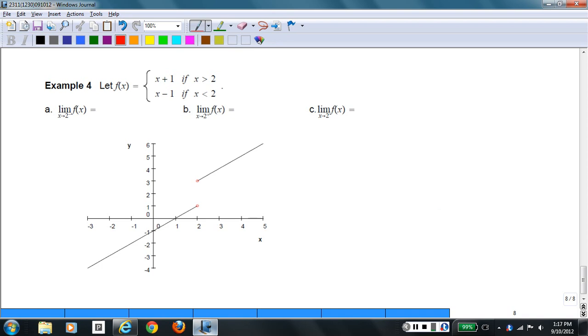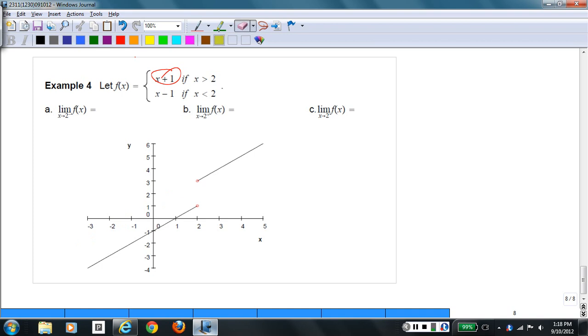So we have a function that's defined to be x plus 1 if x is greater than 2. Consider what the graph would look like of the entire line y equals x plus 1. Don't draw this on your paper. If we were to extend this, y equals x plus 1 looks kind of like that. So what we want is just the piece of y equals x plus 1 that has x values greater than 2. And that's the piece that we see.